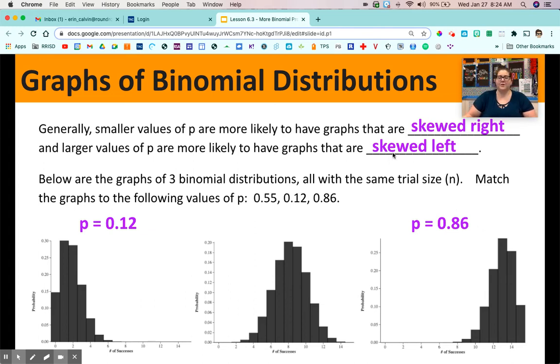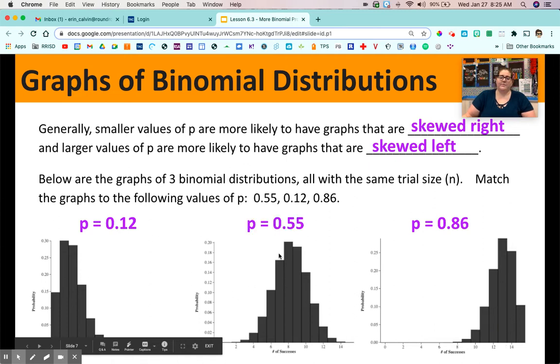and then 0.86 is a higher value of p, so it's going to probably have a graph that's skewed left. And again, my tallest bar should probably be closer to the higher end of successes. And that's matching there. And again, if it's close to 0.5 in the middle, it should be roughly symmetric. And my tallest bar should be in the middle of all of the other ones.